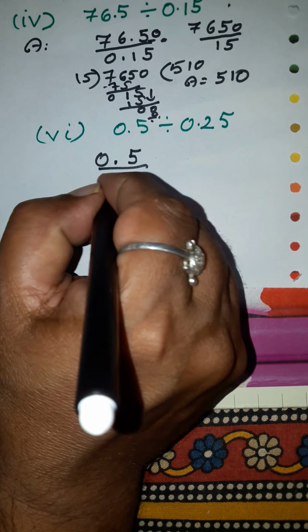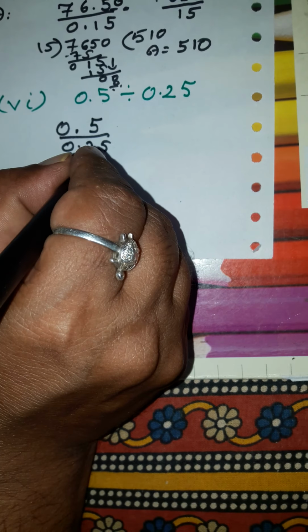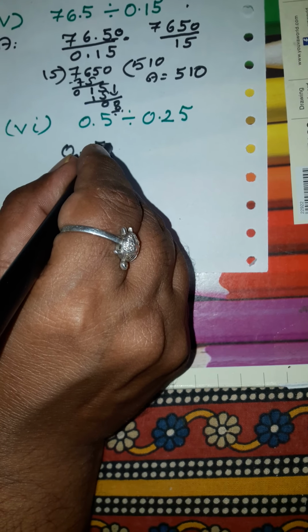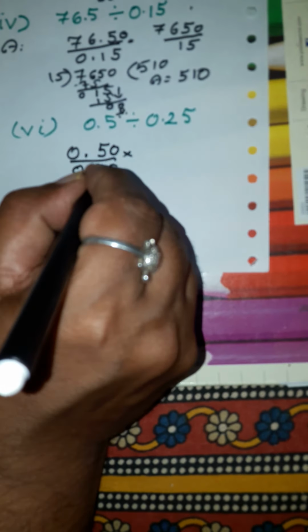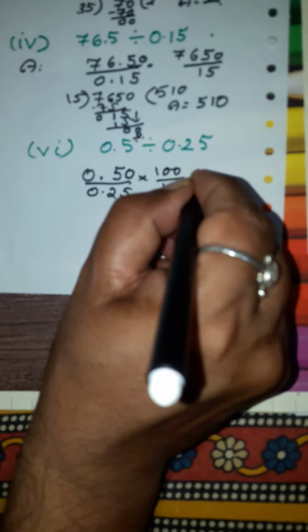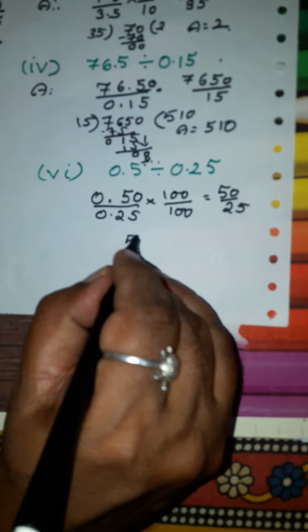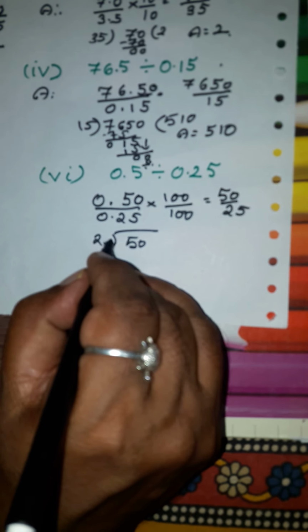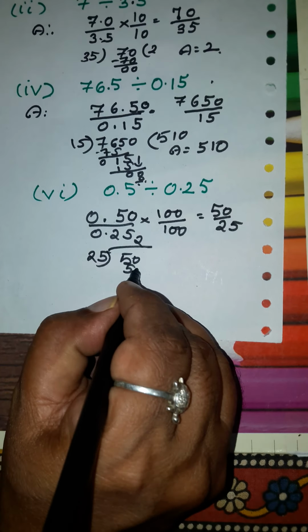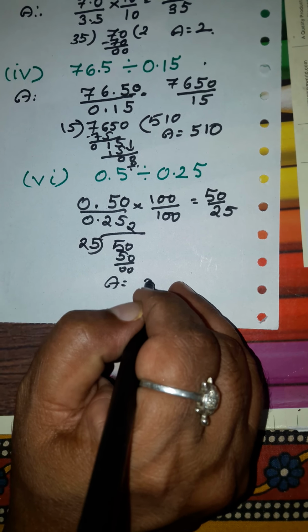The last problem, 0.5 divided by 0.25. So here after decimal to the right, there are 2 places. Here 1 place I can make 2 places putting 0. So I multiply numerator and denominator by 100 because after decimal there are 2 places. So 100. Here also 100 is equal to 50 by 25. So divide 50 by 25. 25 2s are 50. So answer is equal to 2.